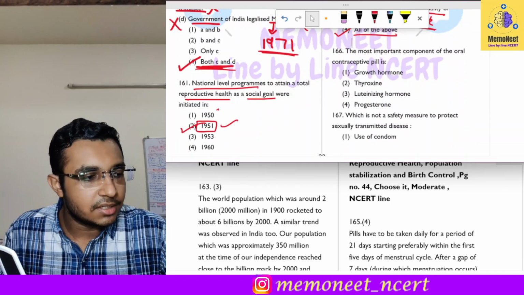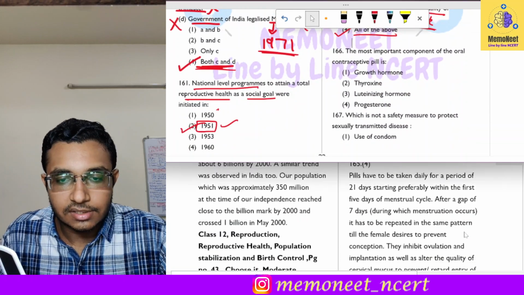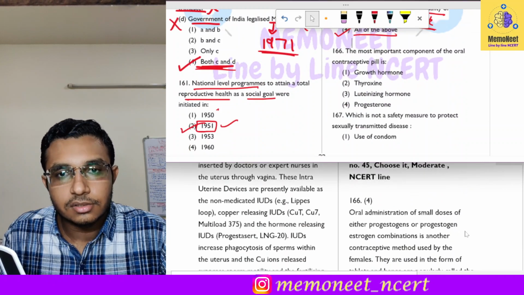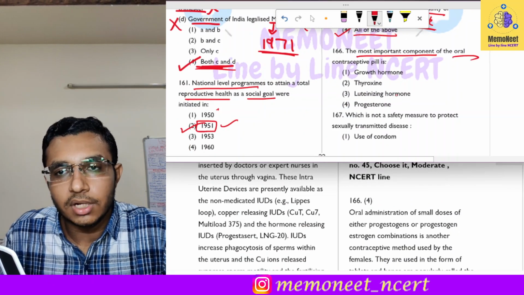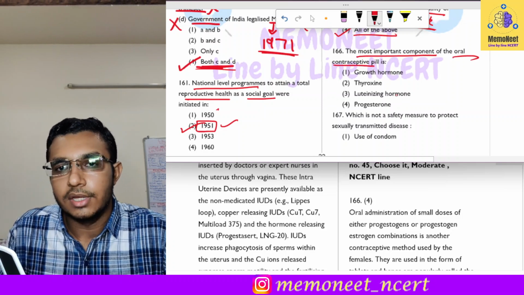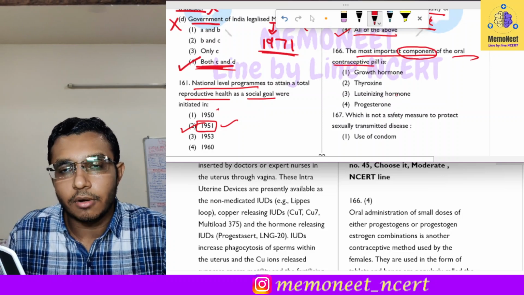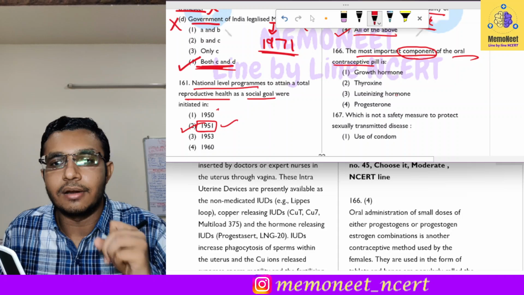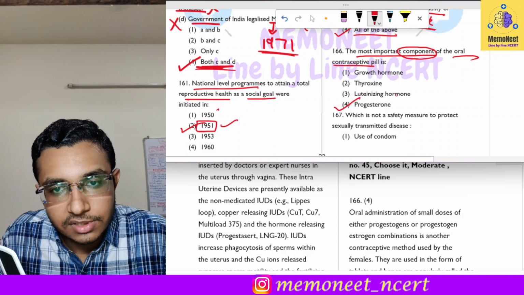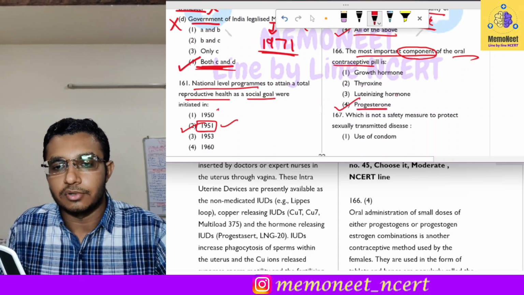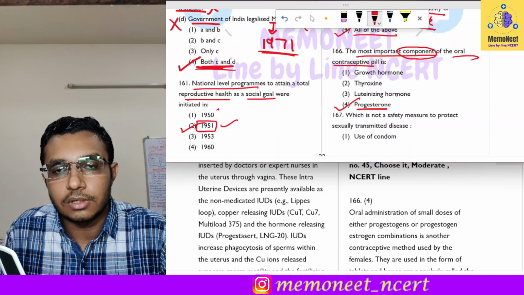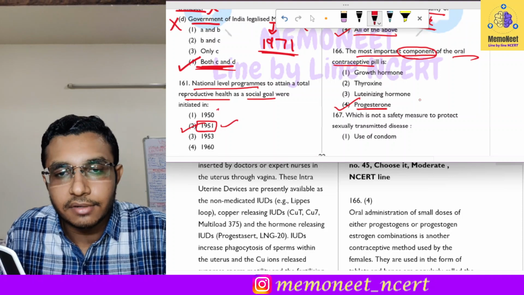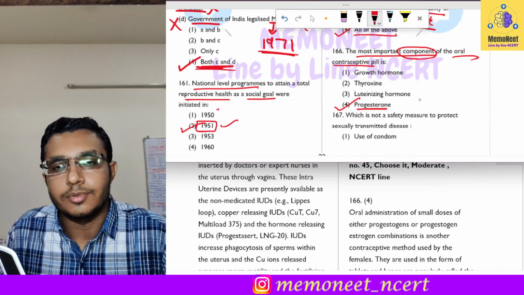Moving on to the next question, that is question number 166. It states that the most important component of the oral contraceptive pill is what? The most important component of the oral contraceptive pill is a hormone, that is the progesterone hormone. So progesterone hormone is the most important component of the OCPs or the oral contraceptive pills. Therefore, the correct answer of this question is option 4.